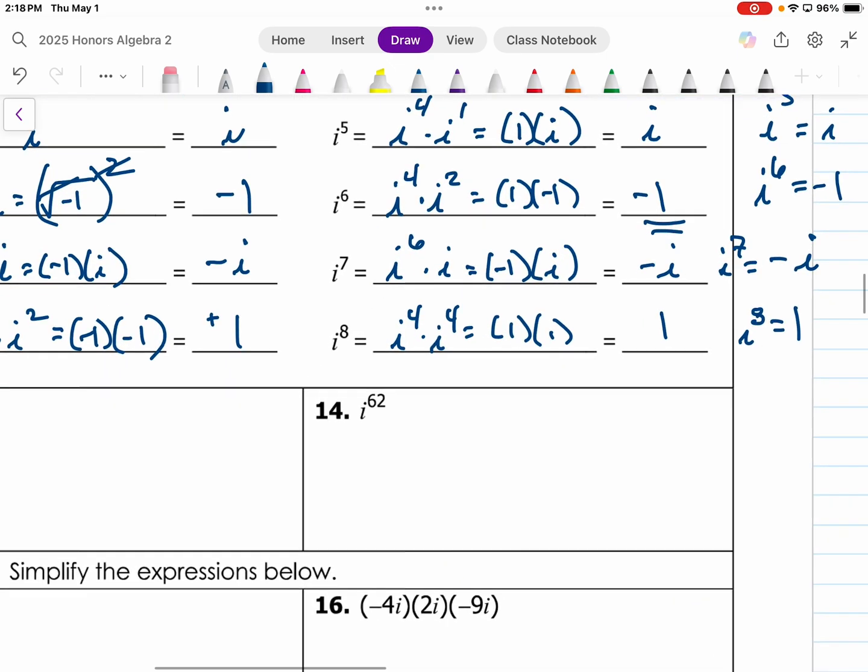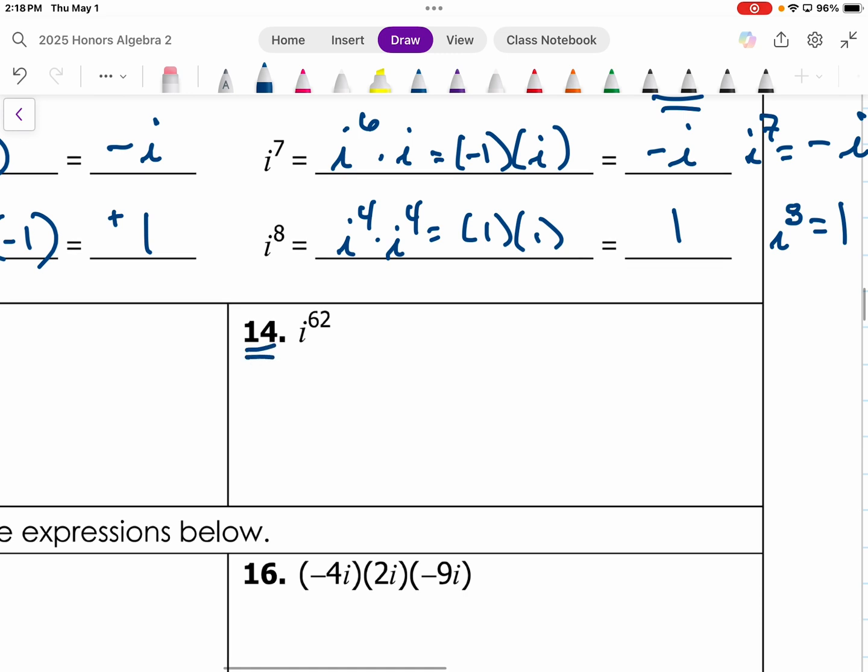So what we're going to do on 14 is take the exponent, 62, and divide it by 4 because I repeat every 4. I'm going to see how many times 4 goes into 62 evenly, and if there's a remainder. If it does go in evenly, then I know that it ends in 0, and there's a case there.